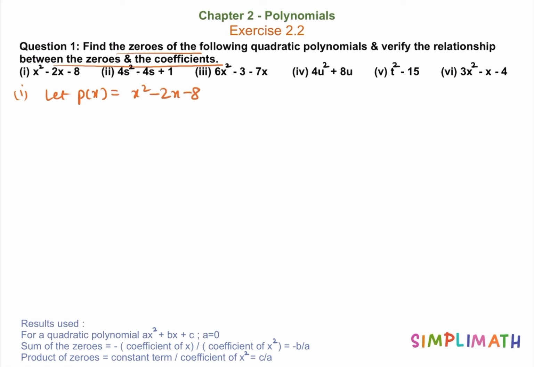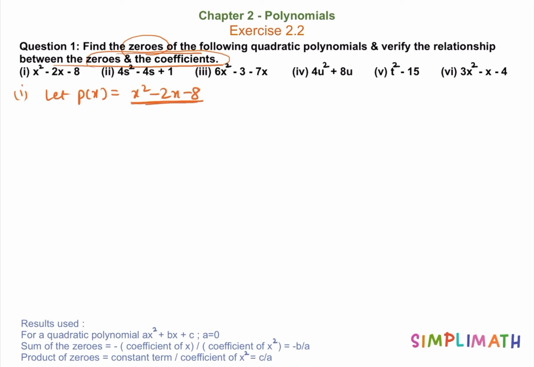Okay, now what we have to do, we have to first find the zeros and then we have to find the relationship between the zeros and the coefficients. Okay, let's begin with the zeros. How will we find the zero? If we put p of x equal to 0, first we will factorize this polynomial. Okay, how do we factorize? We split the middle term.